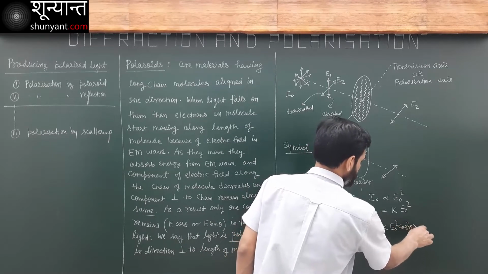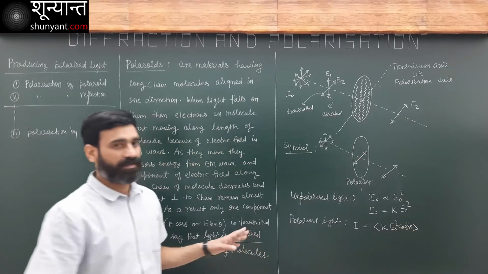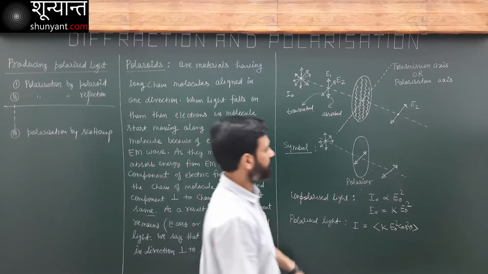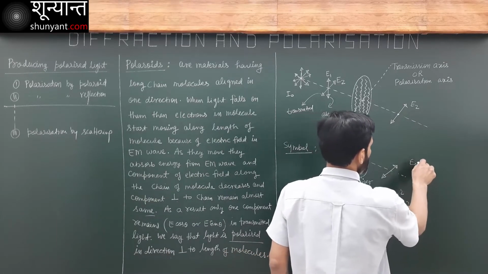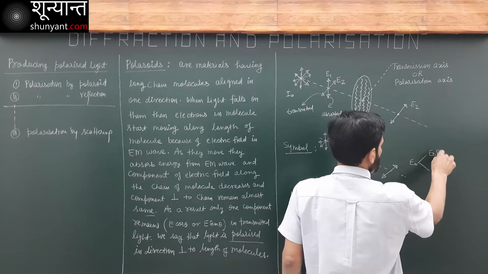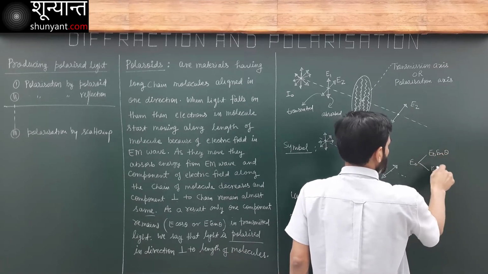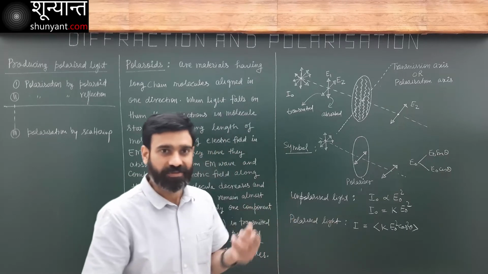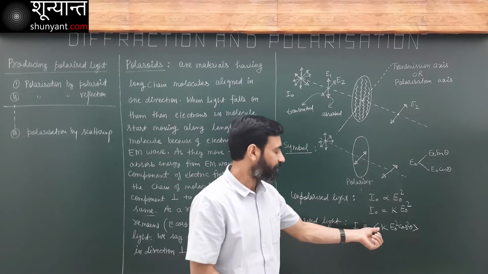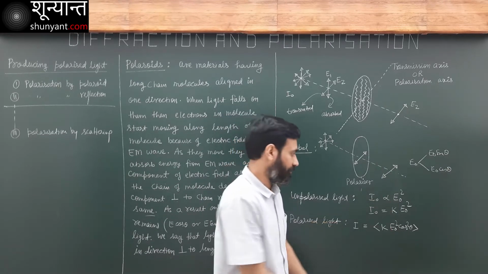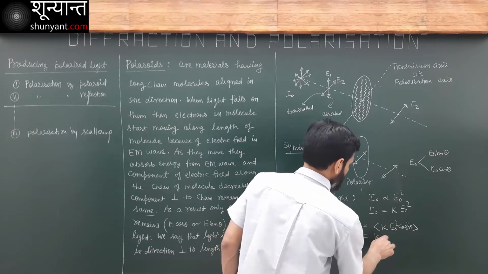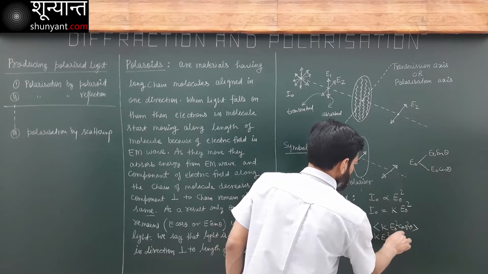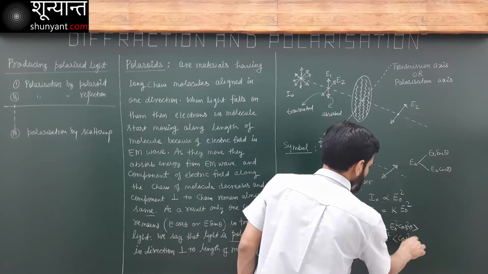Let's say it is k E naught. So this E naught is going to have two components: E naught sine theta and E naught cos theta. The sine theta and cos theta will keep on changing. That's why we are finding this average value. This will be equal to k E naught square times the average of cos square theta.